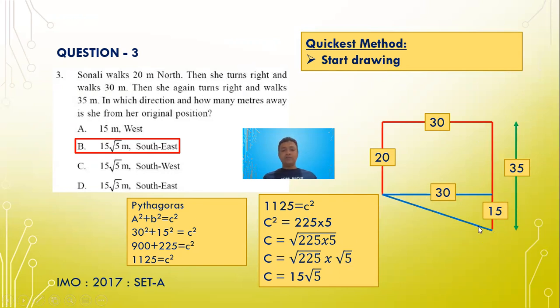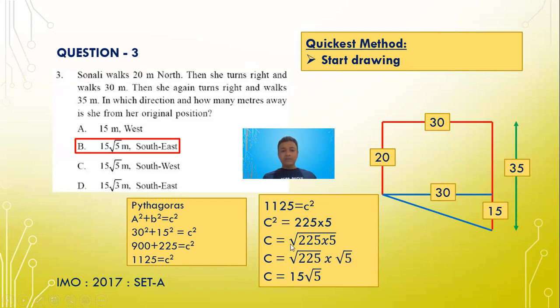Now simplest is you apply Pythagoras theorem. So 30 square plus 15 square is c square. So this is the distance, c square. 30 square is 900, 15 square is 225. 900 plus 225 is 1125. So 1125 is c square. What is 1125? 1125 is 225 into 5. 225 into 5 is 1125.